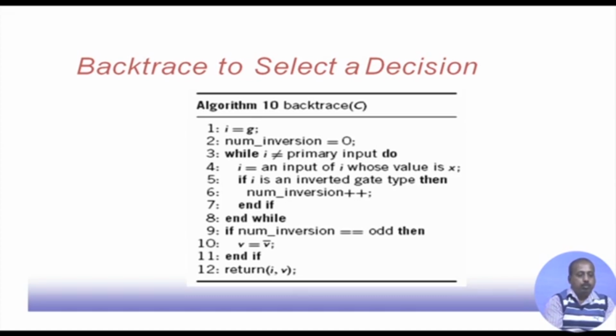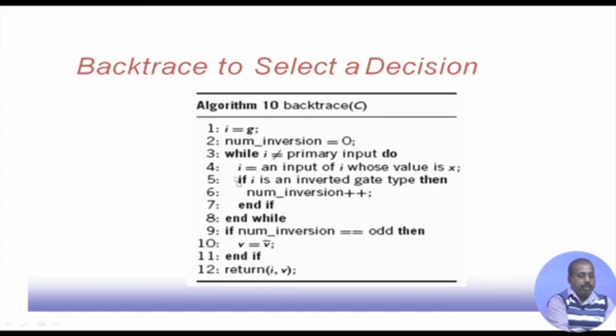So if the primary input can be reached through a number of inverted gates, then the number of inversions may be odd or it may be even. If the number of inversions is odd, then we need to set the complement of the value, and if the number of inversions is even, then we need to set the same value. So if the number of inversions is odd, then V equals V bar, otherwise it will be V.